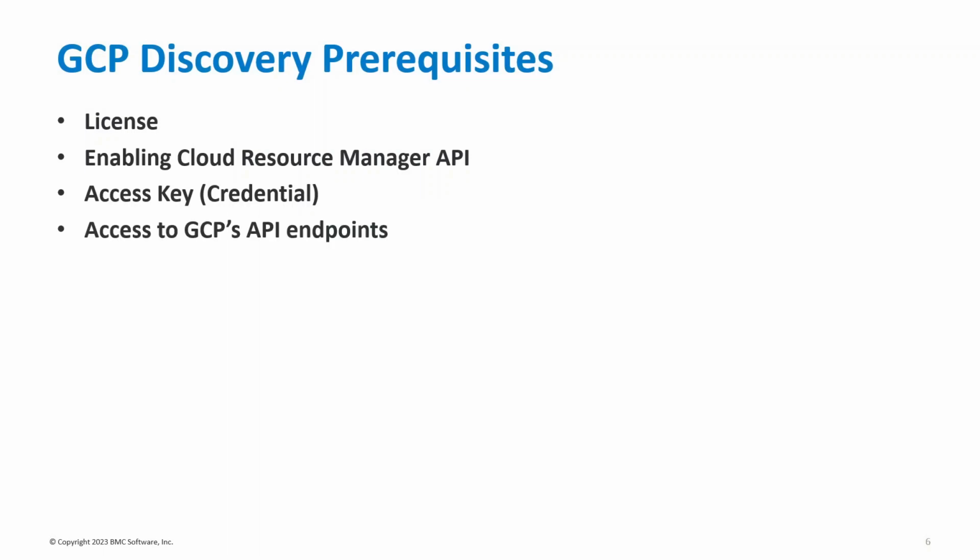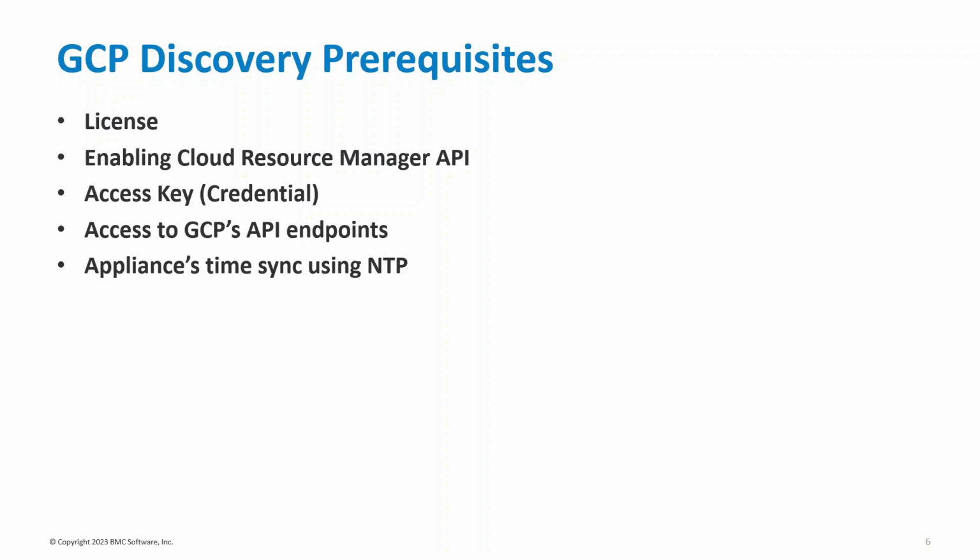Access to GCP's API endpoints. For example, you need to enable Compute Engine API if you want to scan the virtual machines in your GCP environment. If this is not enabled, Discovery will be unable to discover the underlying services such as virtual machines which you have deployed.